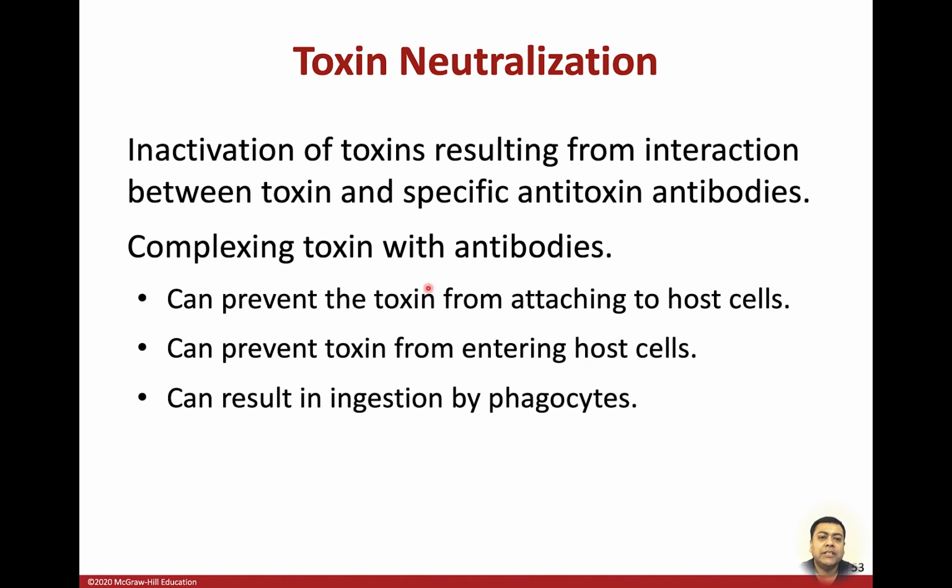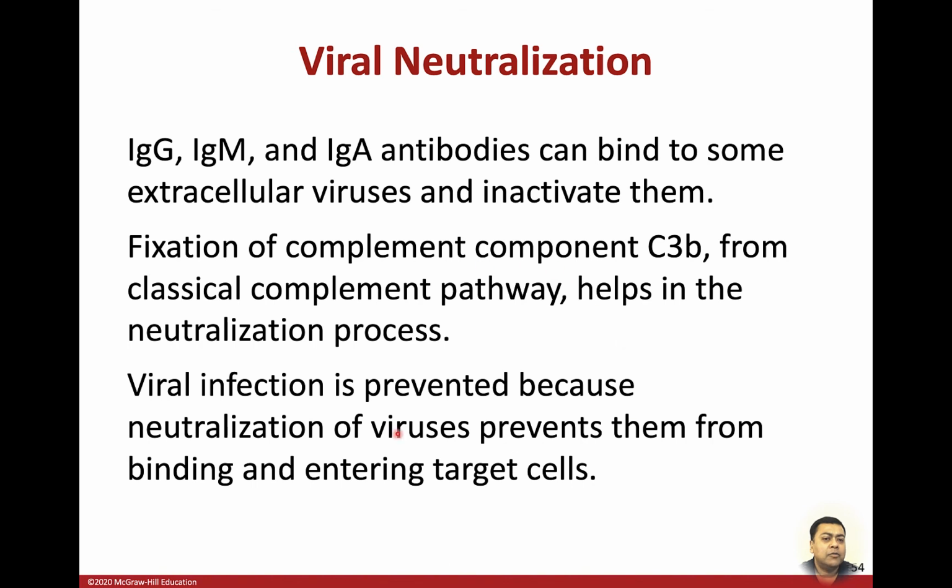So toxin neutralization is the inactivation of toxin resulting from interaction between specific antibodies, and these are all very self-explanatory as well. Viral neutralization: we already see that IgG, IgM, and IgA antibodies can bind to some of the extracellular viruses and inactivate them. Also, the fixation of complement component C3 in the classical complement pathway helps in the neutralization process as well. And not only that, it will also trigger the inflammatory reaction. Very, very important.